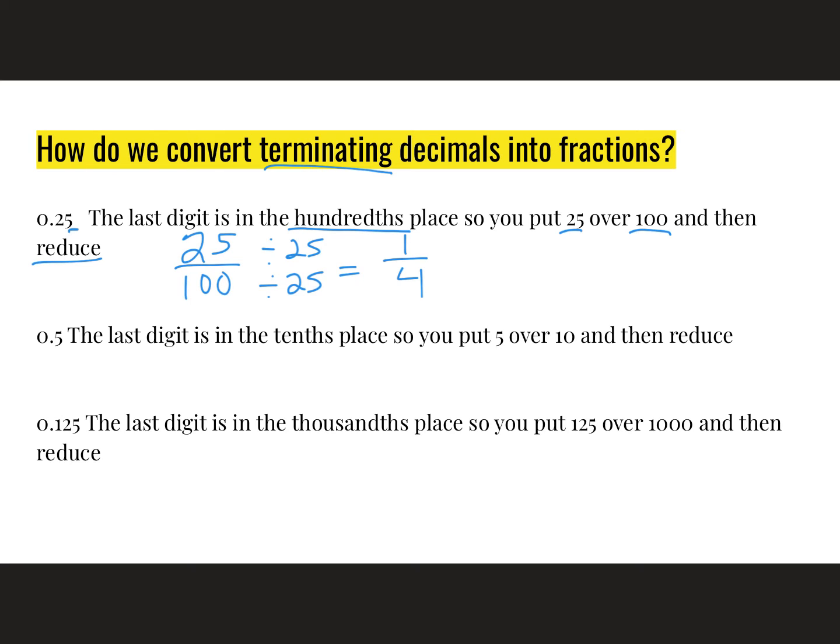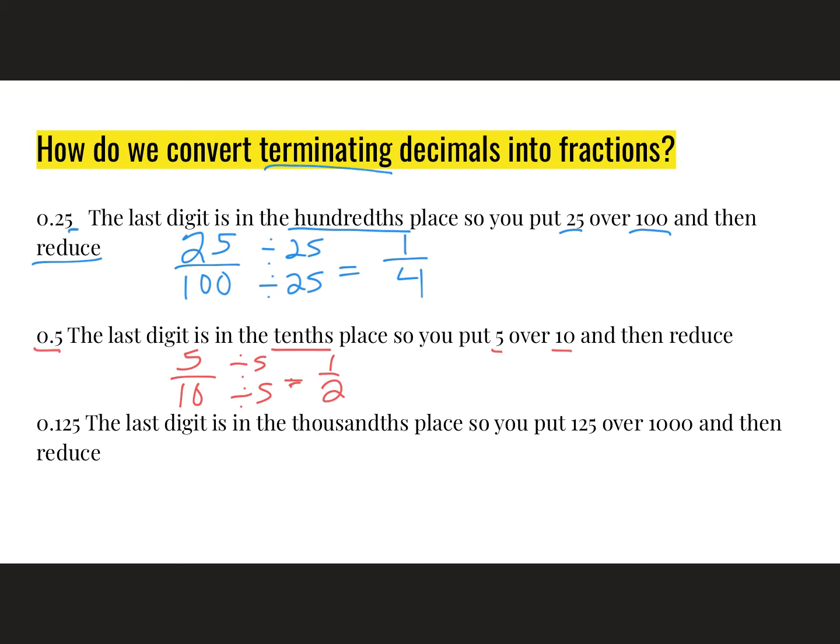Well, what if it's just like 0.5? Well, the last digit is in the tenths place, so we just put 5 over 10 and then reduce. So we have 5 over 10, and I know those both can be divided by 5. It is 1/2.